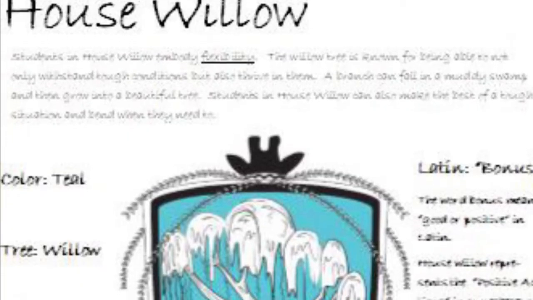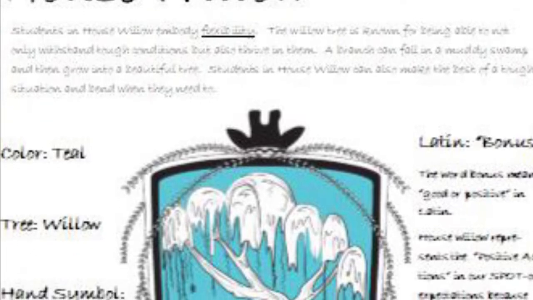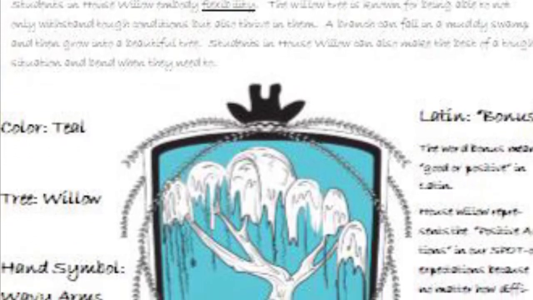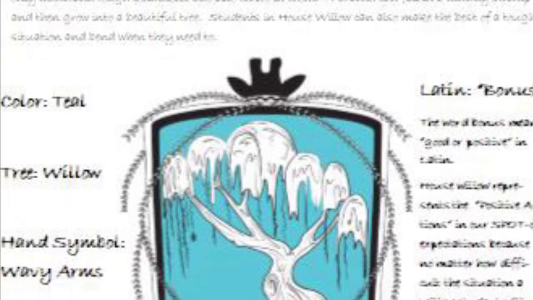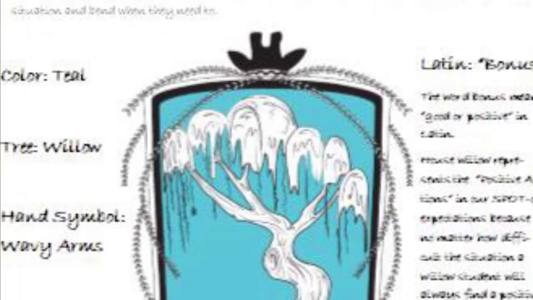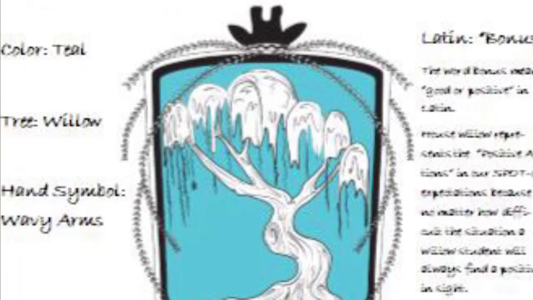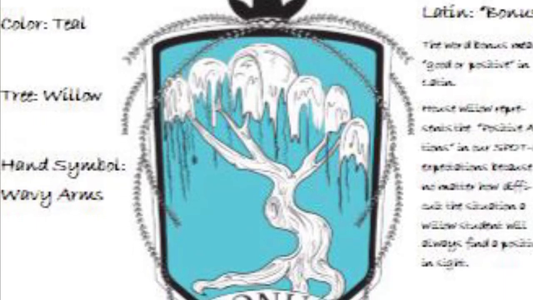Students in House Willow embody flexibility. The willow tree is known for not only being able to withstand tough conditions, but also thrive in them. A branch can fall in a muddy swamp and grow into a beautiful tree. Students in this house will also make the best of a tough situation and bend when they need to.